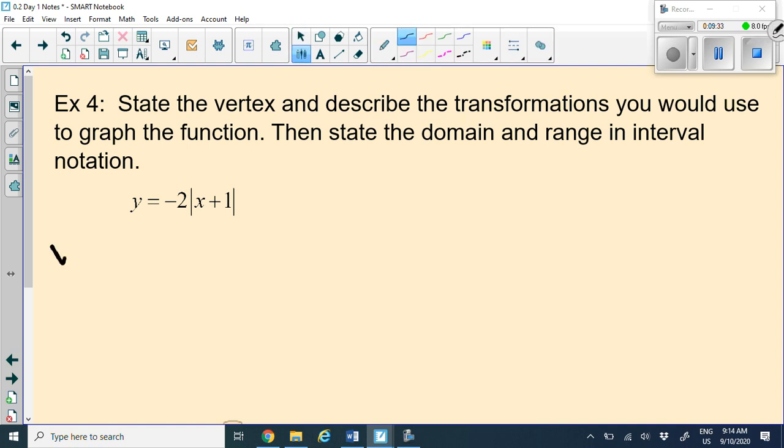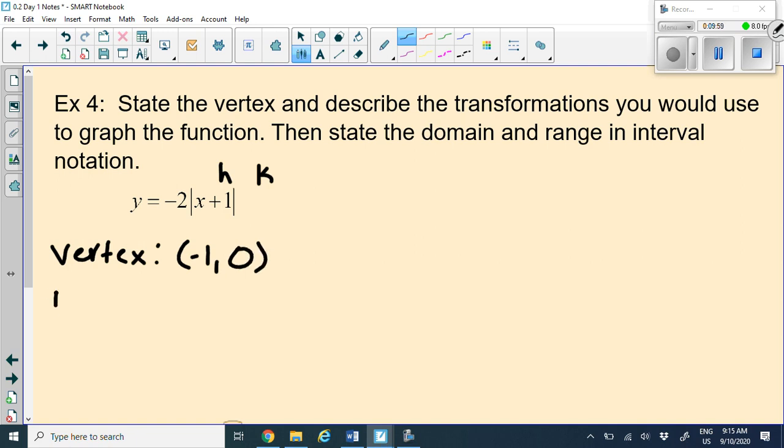So let's talk about vertex here. Actually, what I would like you to do is go ahead and pause the video and just determine the vertex and the transformations. So go ahead and do that. Okay, let's see what you got. So remember, we have h and k. h is the opposite of what we see, so since we see +1, that should be -1. We don't see a k, so that's going to represent 0.